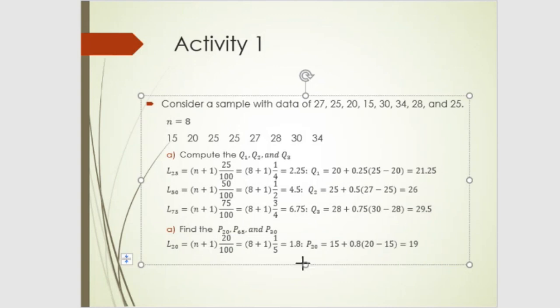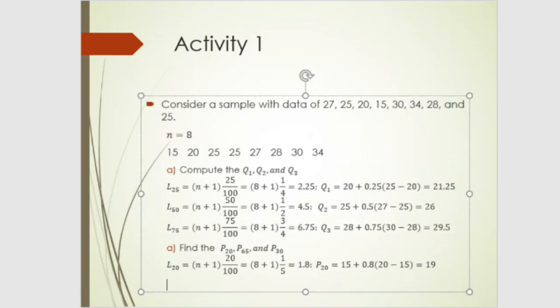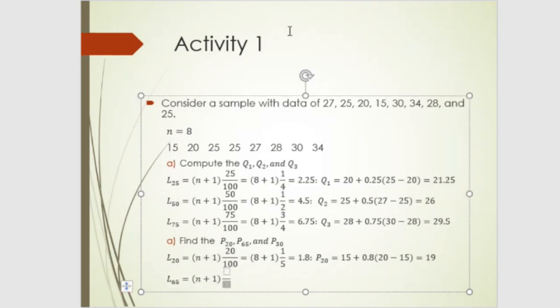So let's look at the second one, which is a P65. Okay, 65. Must first find the location for this 65. N plus 1 over 100 times 65, which is going to be 8 plus 1, over 100, times 65. Yes, what would be the answer? 5.85. Yes, sir. All right.